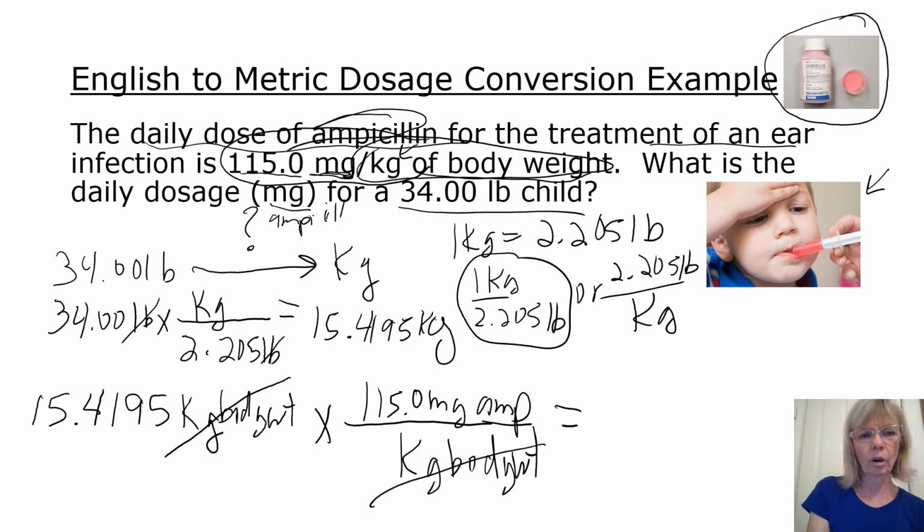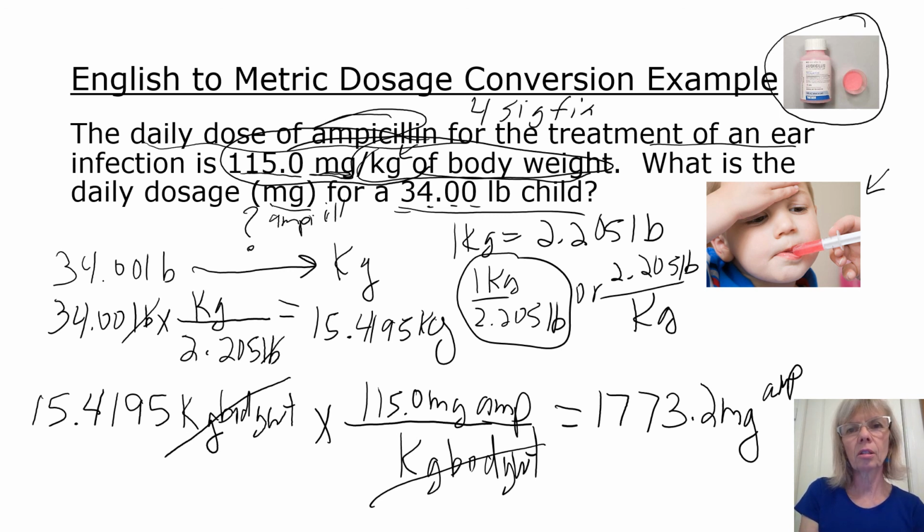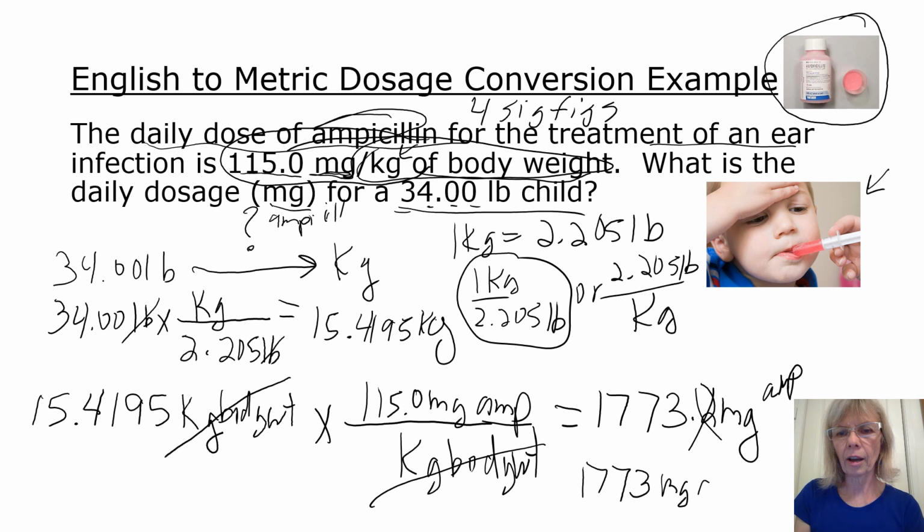So then we just have to do our math. 15.4195 times 115 gives me 1773.2 milligrams of ampicillin. And now we want to check our sig figs. So the numbers given in the problem, they both have 4 sig figs. 34.00 and 115.0 are both 4 sig figs. My final answer should have 4. So it's 1773. We drop the 2 milligrams of ampicillin.